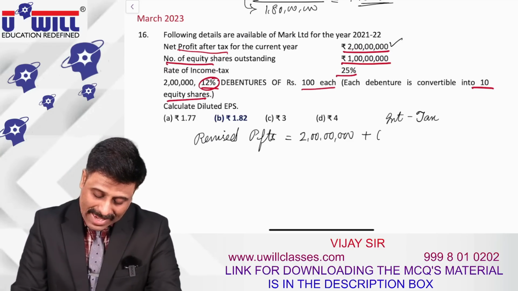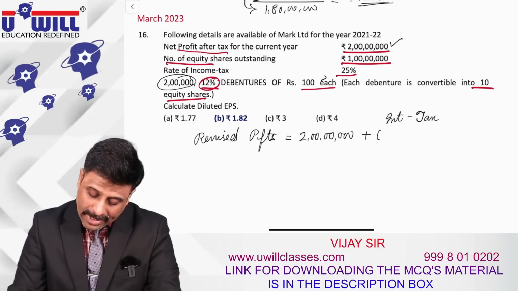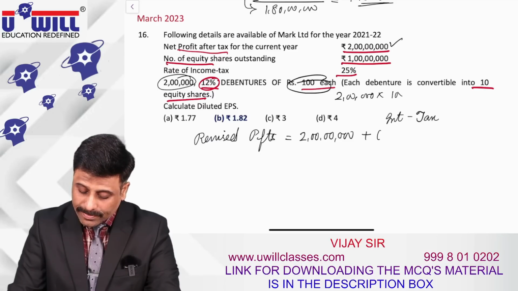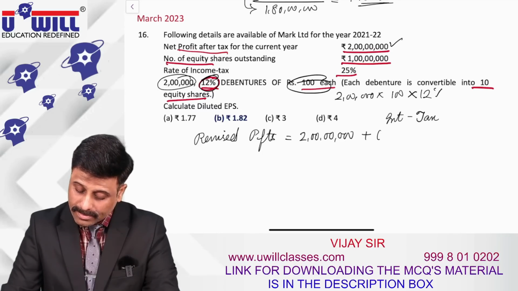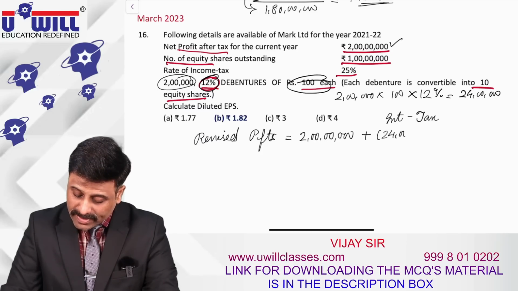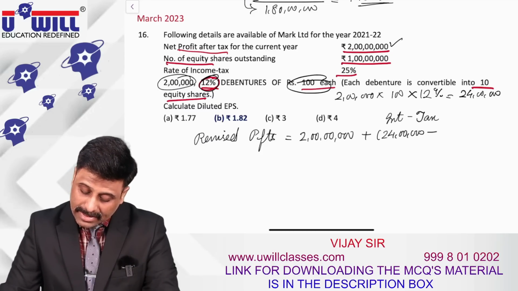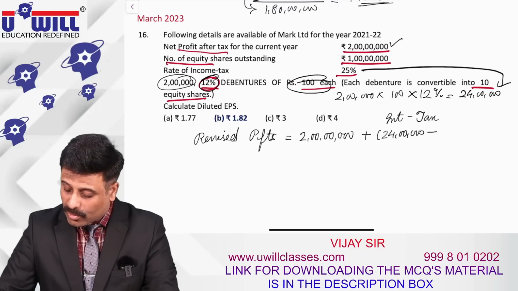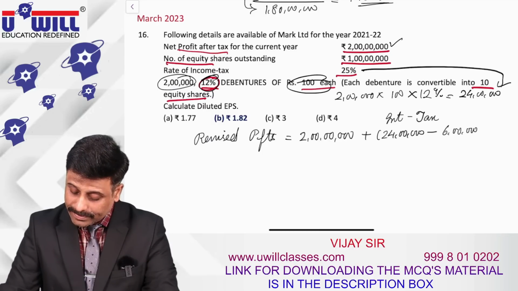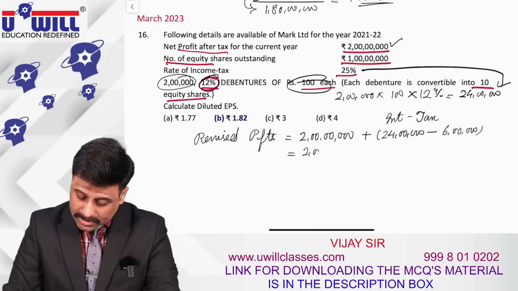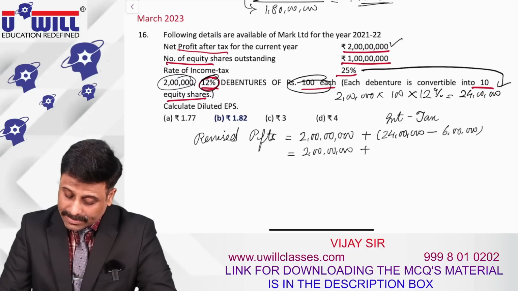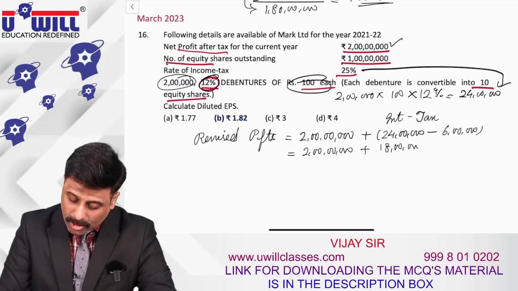Now here you can see 2 lakhs into 100, that is 2 crores, into 12% interest. That will be 24 lakhs. So 24 lakhs of interest we have to add. And the tax is 25%. So 24 lakhs into 25% tax will be 6 lakhs that we have to minus. So 2 crores plus 24 lakhs minus 6 lakhs, that is 18 lakhs, will be equal to 2 crore 18 lakhs.